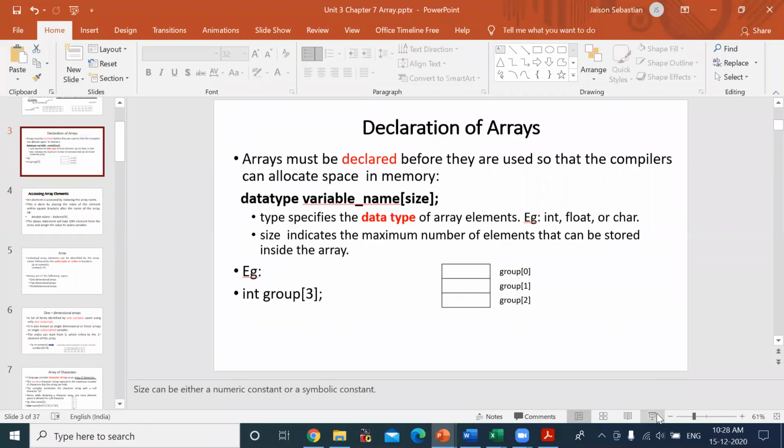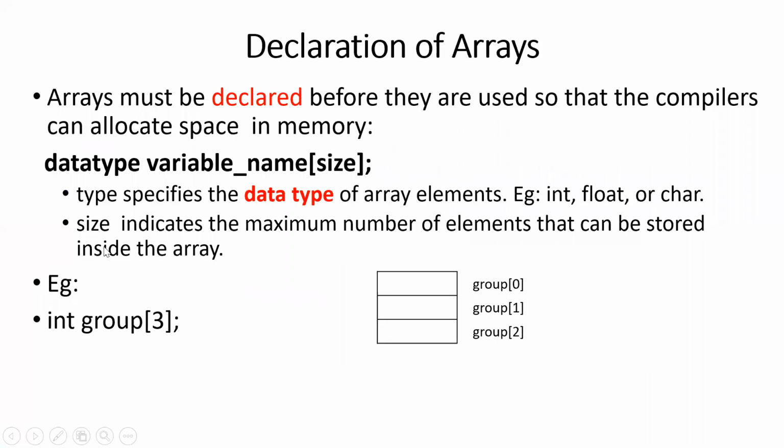First, we will see how to declare an array. Declaration of an array. Arrays must be declared before they are used so that the compiler can allocate space in memory. So first we saw what is an array. I had shown you an example of how to use an array. Now we will see how to declare an array.